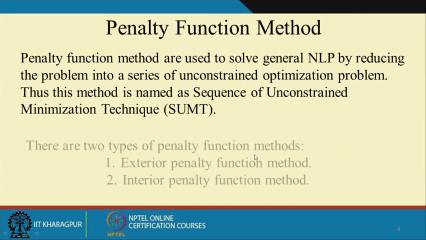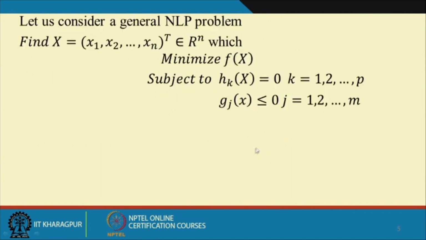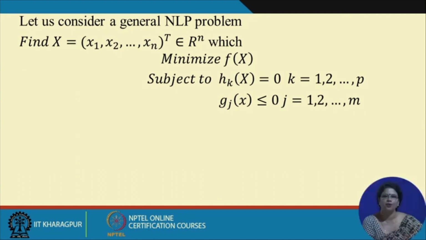Now, for the general model, where we are considering both the equality constraint as well as the inequality constraint, we have a set of p equality constraints and m inequality constraints: minimization of f(x) subject to p plus m constraints. How to handle it? We know for the inequality constraint, we have the interior penalty function method and the exterior penalty function method.